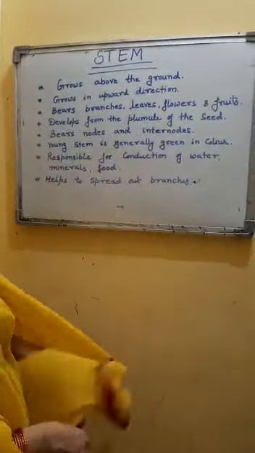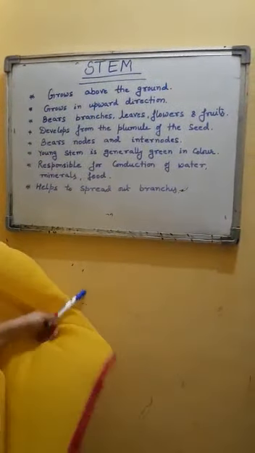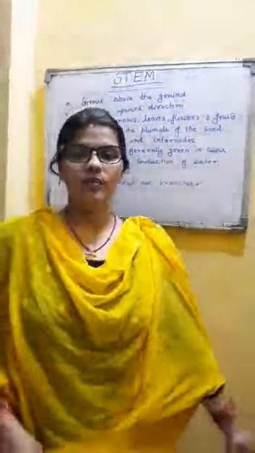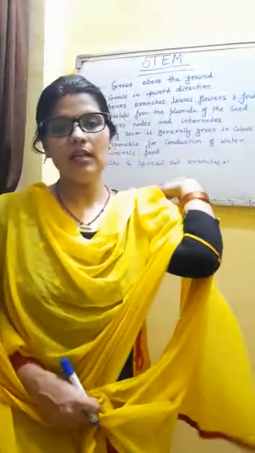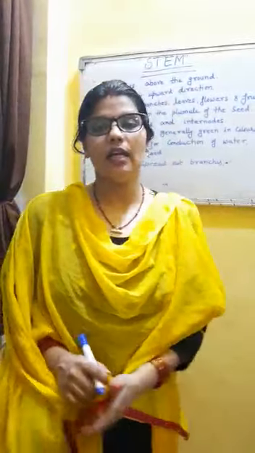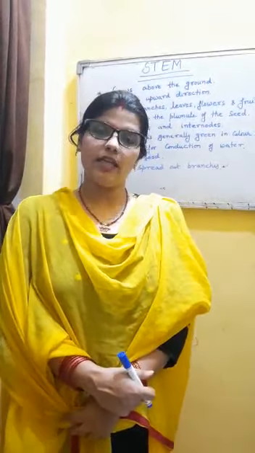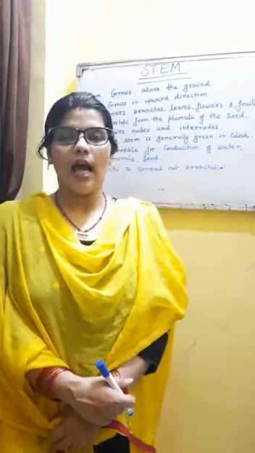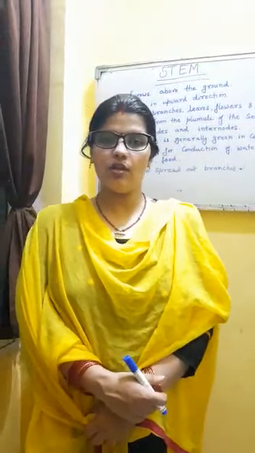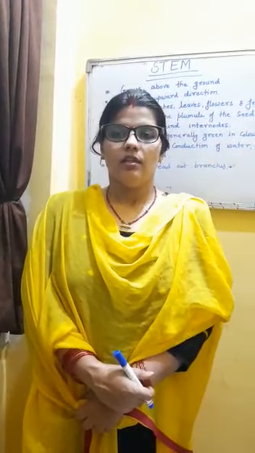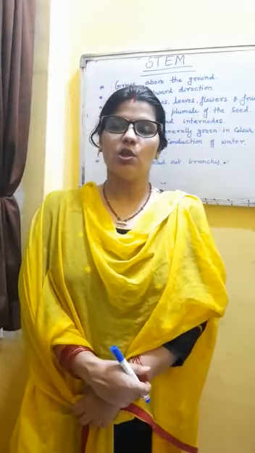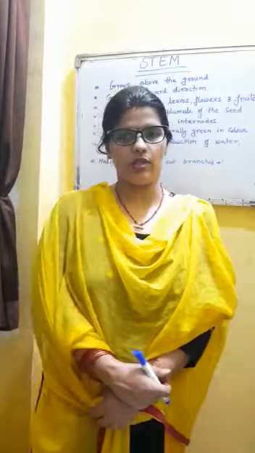Young stem is generally green in color. As you must have seen in some plants, when they are young, the stem is green in color. Later on, as it gets matured, it becomes non-green. The young stem is green to help in the process of photosynthesis.